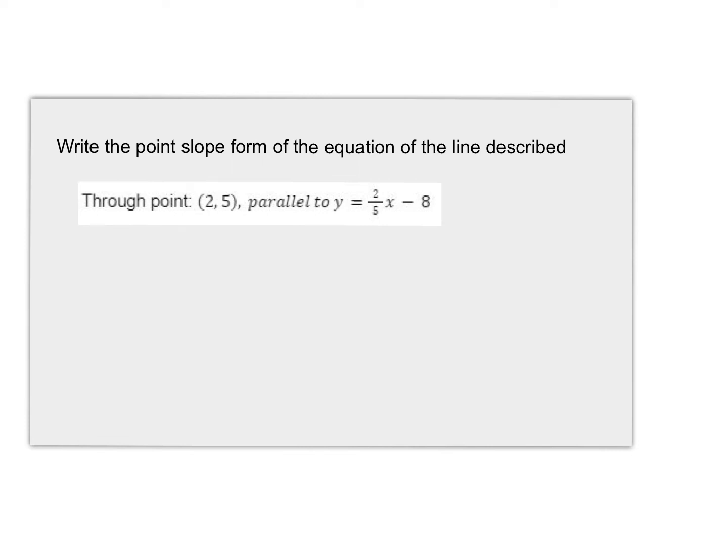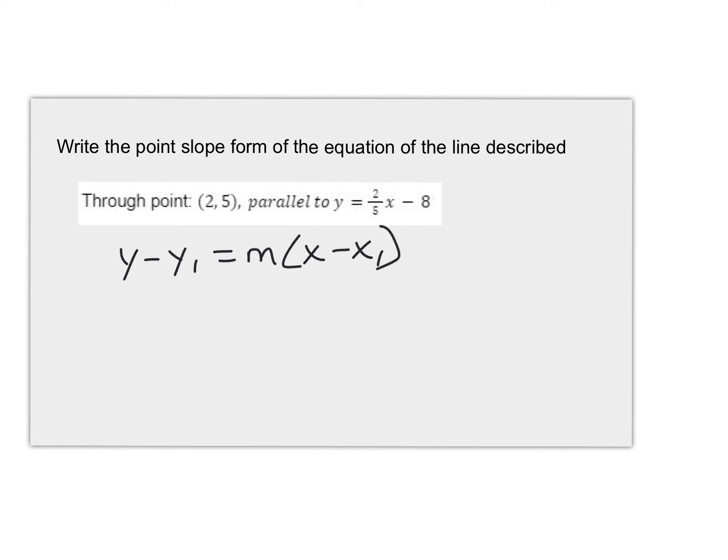Okay, so in this quick tutorial, we're going to be looking at writing equations in point-slope form. And we're going to write the equation based on the line that's described. So let's remind ourselves what point-slope form is. Point-slope form is y minus y1 equals m times x minus x1.